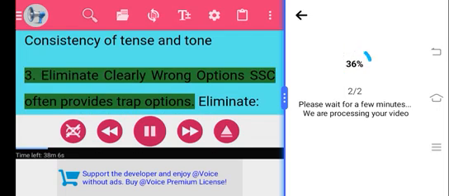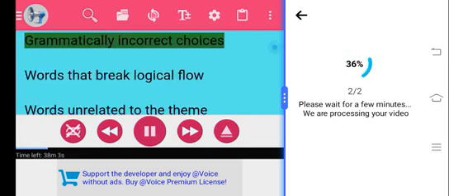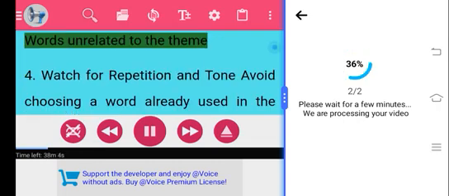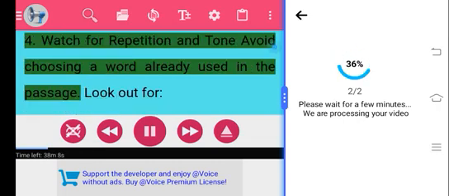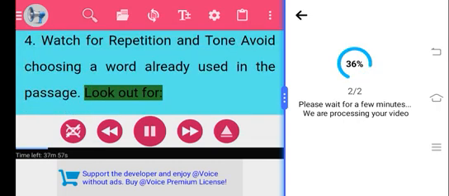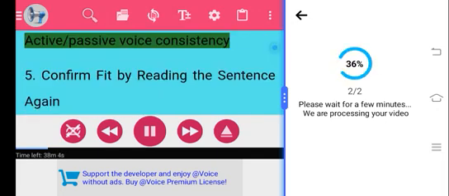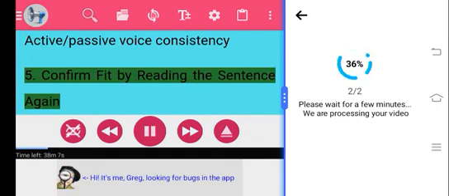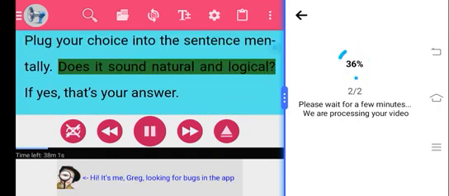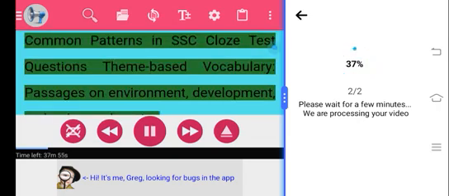3. Eliminate clearly wrong options. SSC often provides trap options. Eliminate grammatically incorrect choices, words that break logical flow, and words unrelated to the theme. 4. Watch for repetition and tone. Avoid choosing a word already used in the passage. Look out for positive or negative tone, formal versus informal usage, and active passive voice consistency. 5. Confirm fit by reading the sentence again. Plug your choice into the sentence mentally. Does it sound natural and logical? If yes, that's your answer.